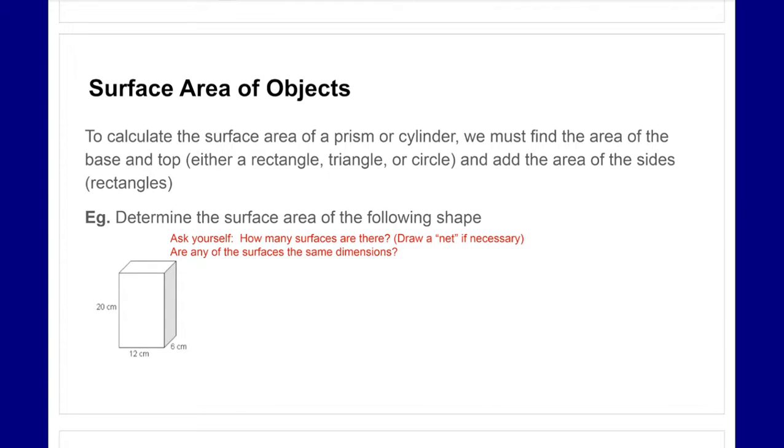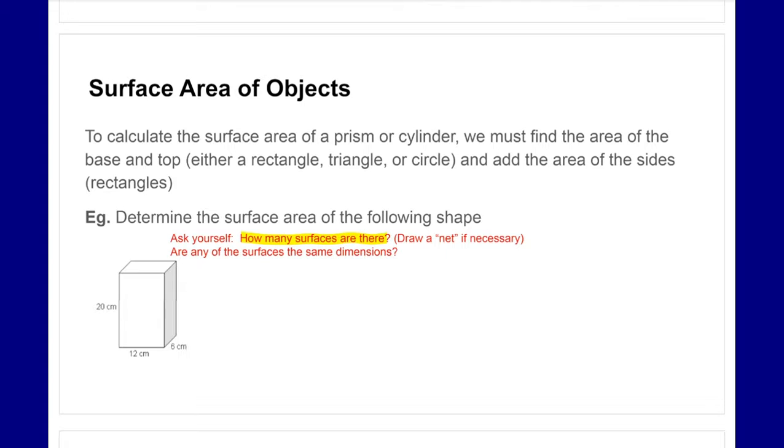A couple of things you might want to do as you're going through this: whenever you're given the diagram of a prism, ask yourself, how many surfaces are there? If you need to draw a net, do so to help you organize your thinking and figure out that you have everything you need. A net is basically an unfolded version of your prism. Think of every prism as a box or a container. If you unfold it and lay it flat, what does it look like? That's the net.